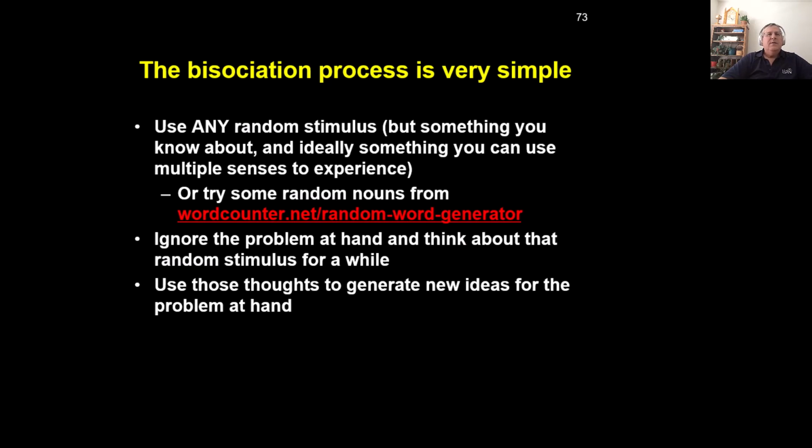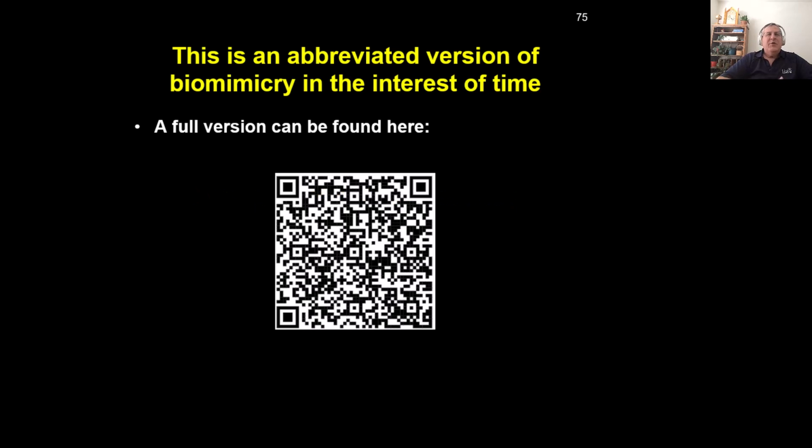All right, so that's a very quick introduction to bisociation, one of the simplest tools in the toolbox. Surprisingly effective, especially given how simple it is in my experience. So let's move on to biomimicry, also known as design inspired by nature. Again, this is a very abbreviated version. A full-length version can be found by scanning this QR code. If you're interested in many, many more examples and a lot more depth, you can find it there.